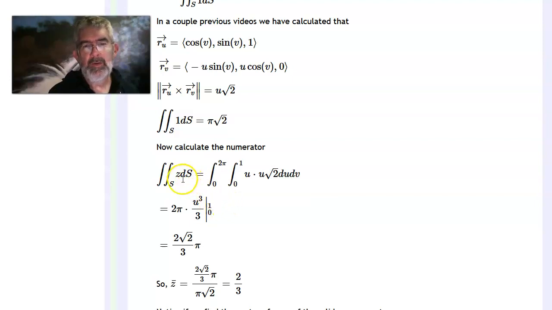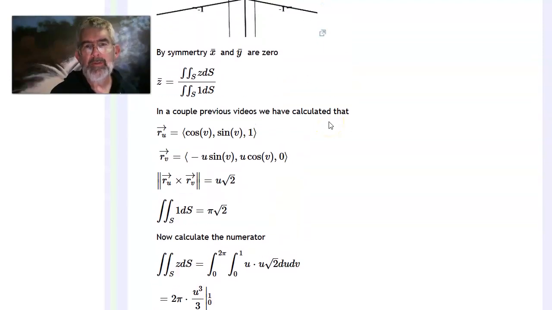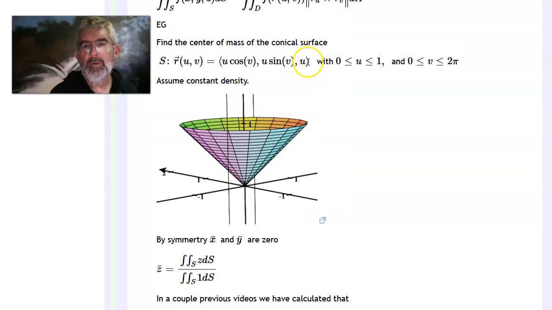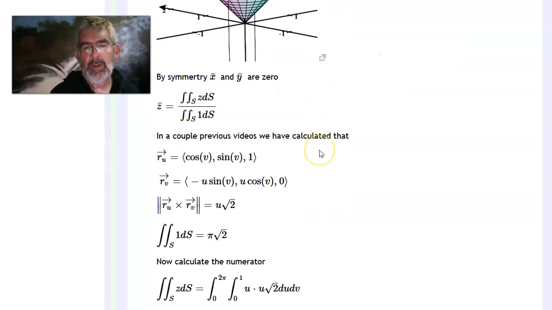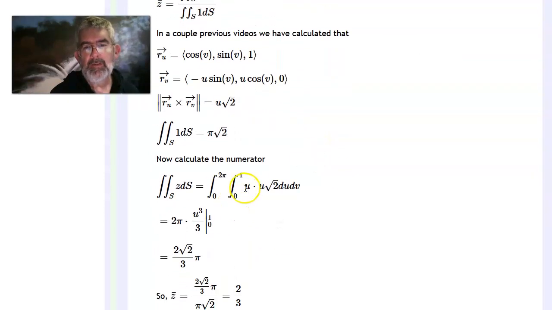And so z, where's my parameterization? Z is just u, right? The z coordinate here is just u. So that gets replaced by this u. The length of the cross product of Ru and Rv is u times the square root of 2, then du dv, where u is going from 0 to 1 and v is going from 0 to 2 pi.